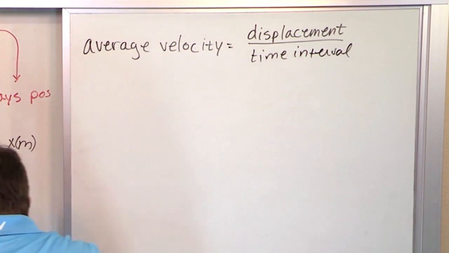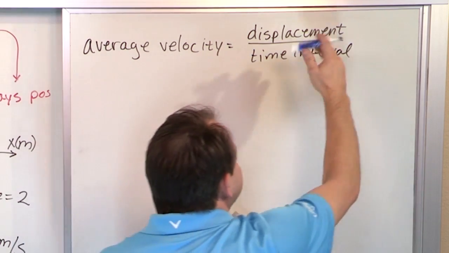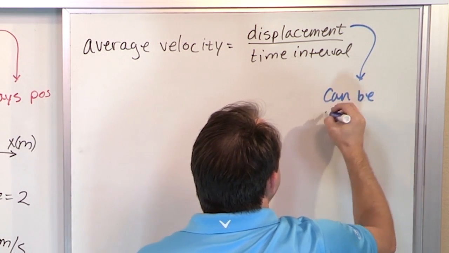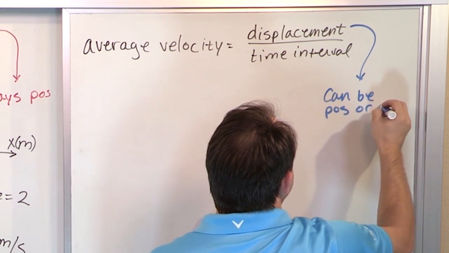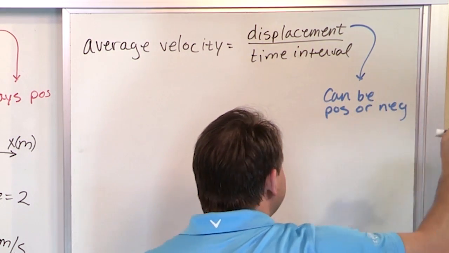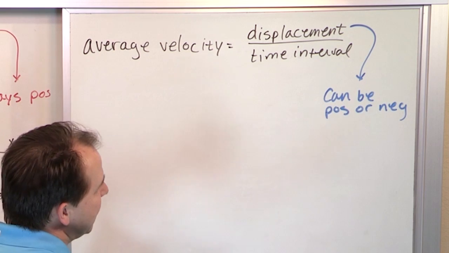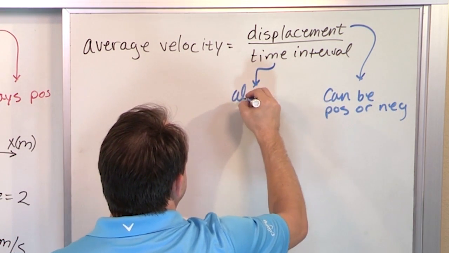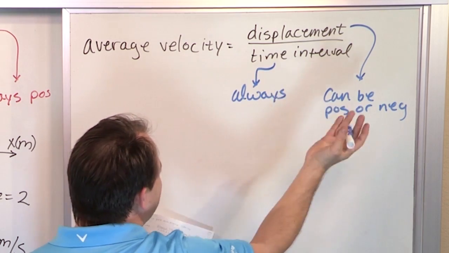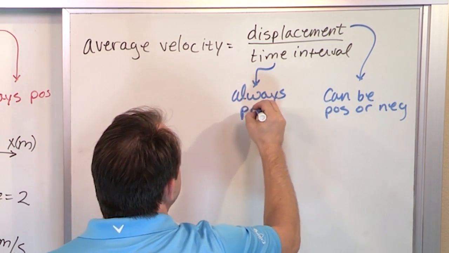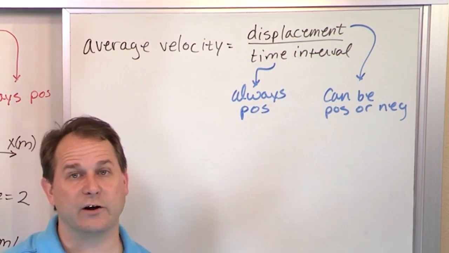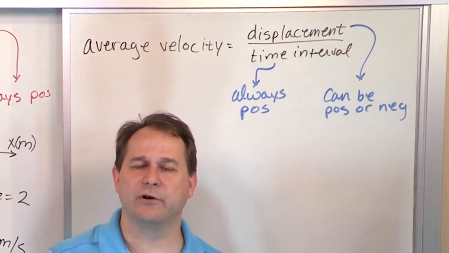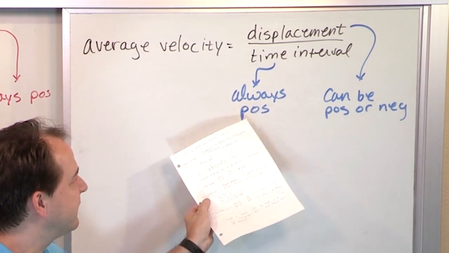Right? Now, because displacement from the last lesson can be positive or negative. Remember, if you're going to the right, it's a positive displacement. To the left, it's a negative displacement. But the time interval is always positive. You can never have negative time. Well, we're not talking about crazy things like quantum mechanics or special relativity here. But in general, time is always marching forward, so you're always going to have positive time intervals.